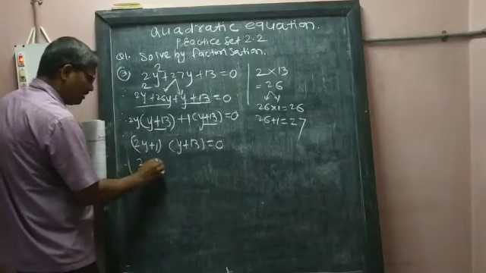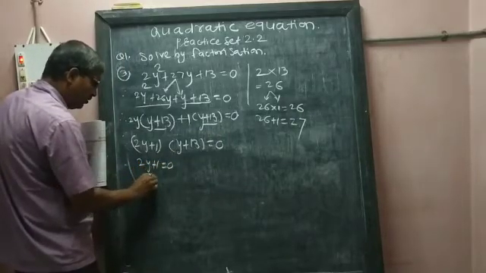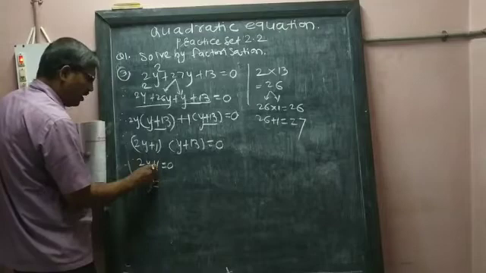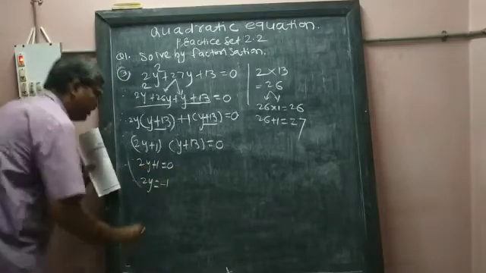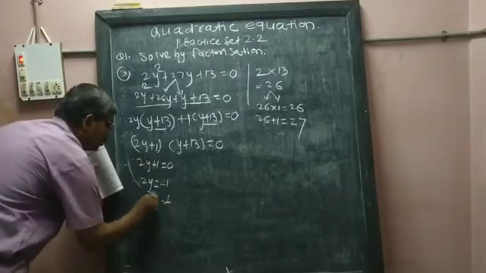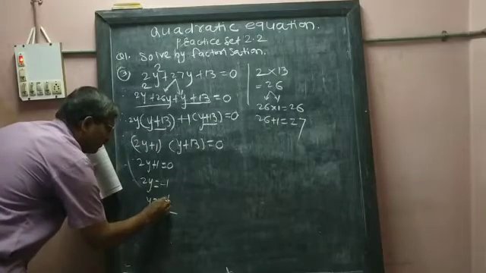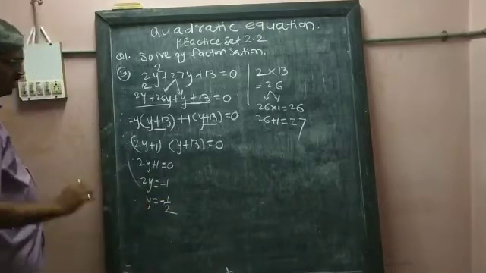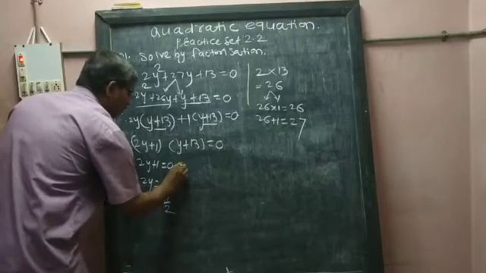Thus 2y plus 1 is equal to 0. Then 2y is equal to, this 1 goes to the other side becoming minus 1. Now y is equal to minus 1 upon 2, multiplication becoming division, and thus y is equal to negative half. This is one of the roots.